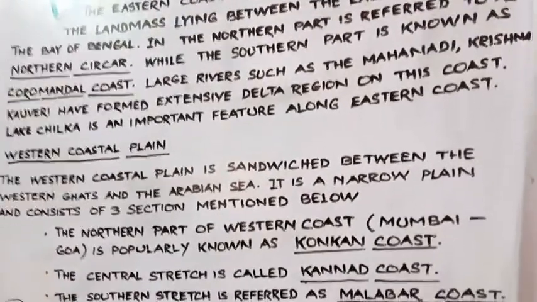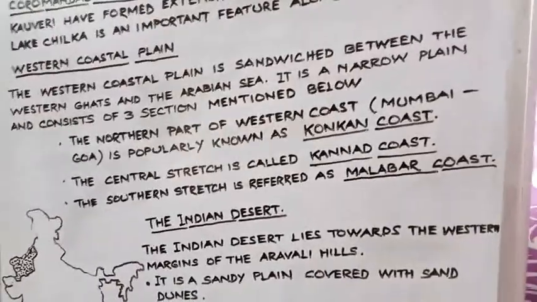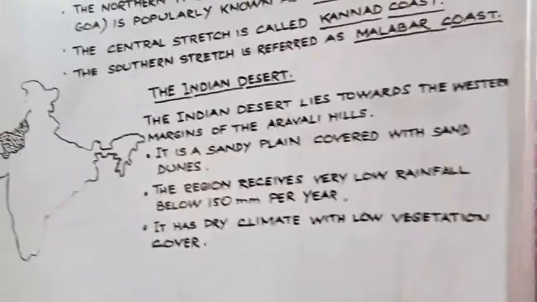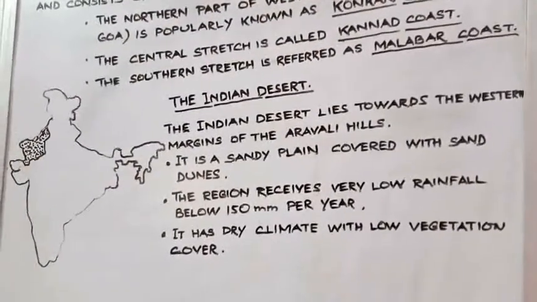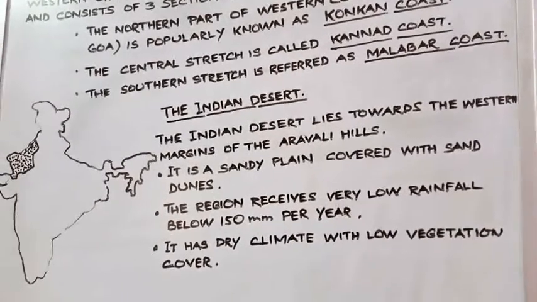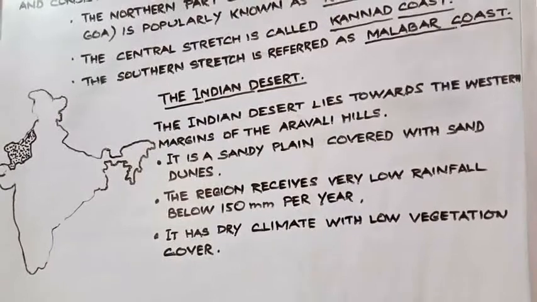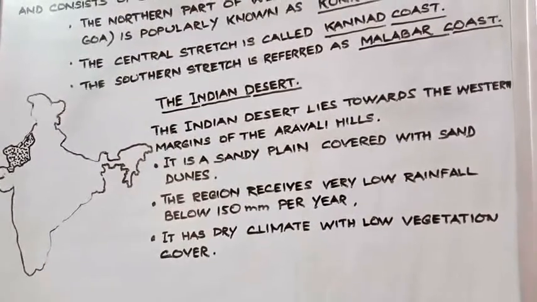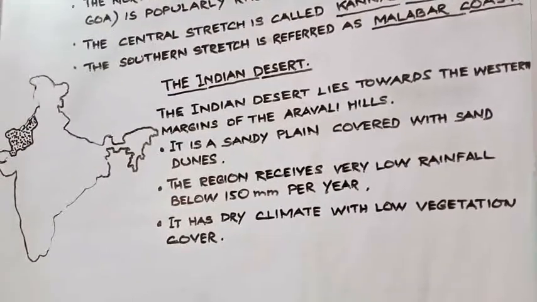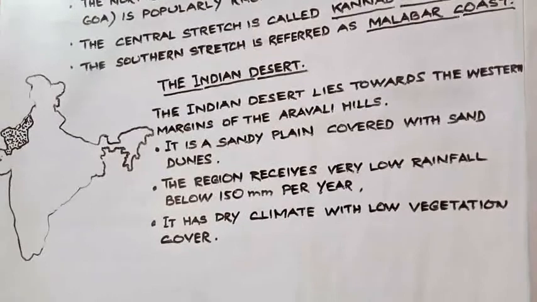So this is about your coastal plains. Now let's come down to the desert. Now Indian desert, again see the map, you can understand the desert region. It's over Rajasthan, the Great Indian Desert, also known as the Thar Desert. So Indian desert lies towards the western margin of Aravalli Hills. So it is Aravalli Hills towards the eastern side, and then towards Pakistan the area is totally sandy, and that is your desert region, the Thar Desert.